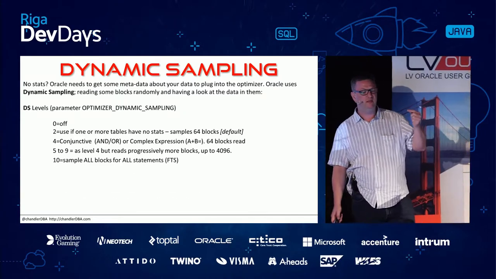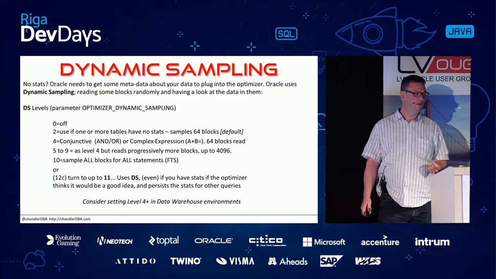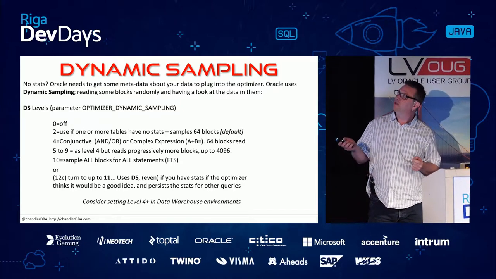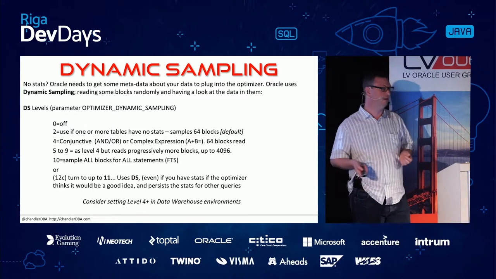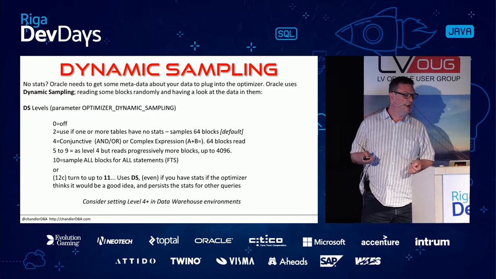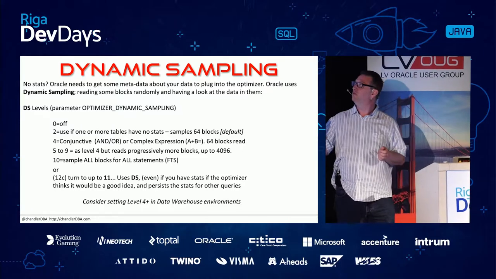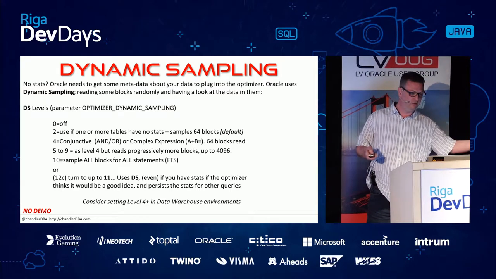And we can increase the level of dynamic sampling that Oracle will do. If we increase it to level 4, it will start to do dynamic sampling if we've got some complex expressions in there, such as ands and ors. But it's still reading 64 blocks. We can raise this from 5 to 9, which is just like level 4, but it reads increasingly more blocks: 64, 128, 256, and so on.